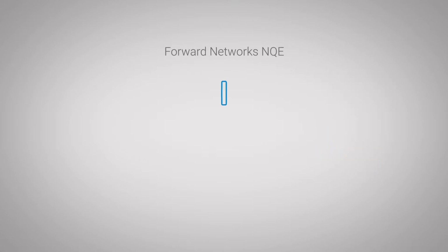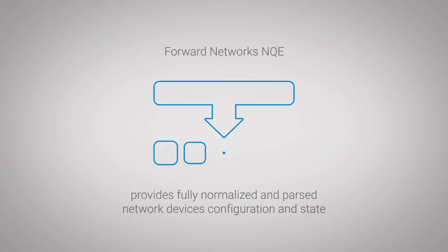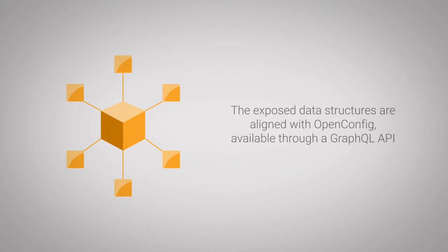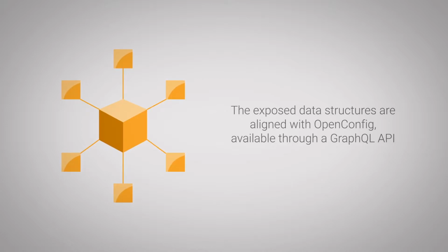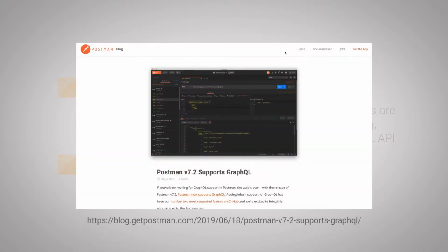The Forward Networks NQE provides fully normalized and parsed network devices configuration and state. The exposed data structures are aligned with OpenConfig, the de facto standard for vendor-neutral network device configuration and state data models, and it's available through a GraphQL API.